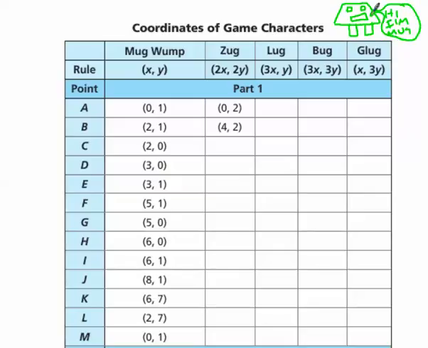And then for Zug, we're having the rule 2x, 2y, which means we're multiplying x by 2, multiplying y by 2. So we take these coordinates, plug them into the rule, see what we get. So 2 times 2 is 4, 0 times 2 is 0, 3 times 2 is 6, 0 times 2 is 0, 3 times 2 is 6, 1 times 2 is 2, you get the idea. And then you end up with a figure that looks roughly like this.